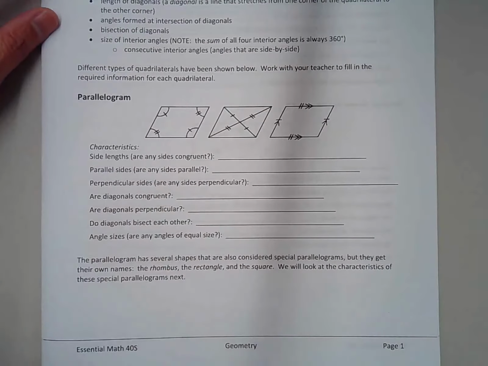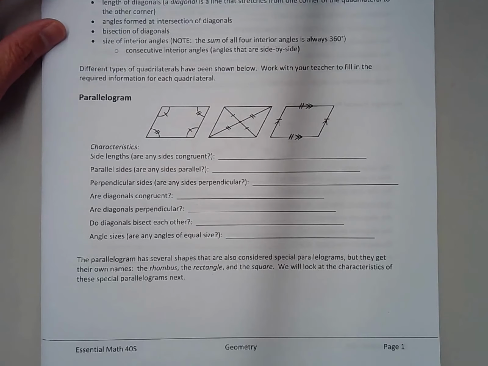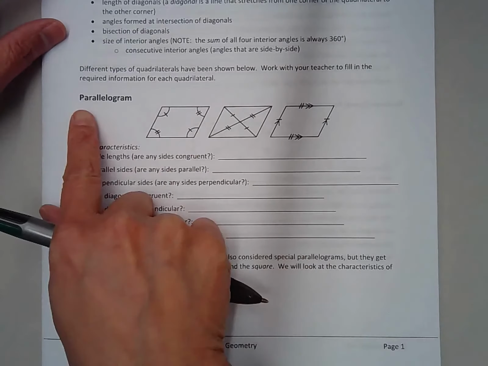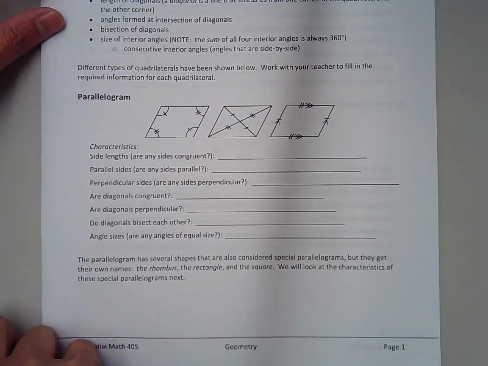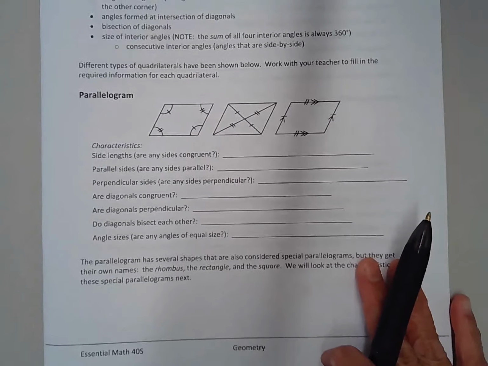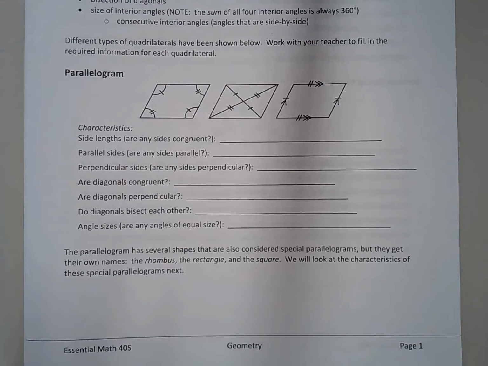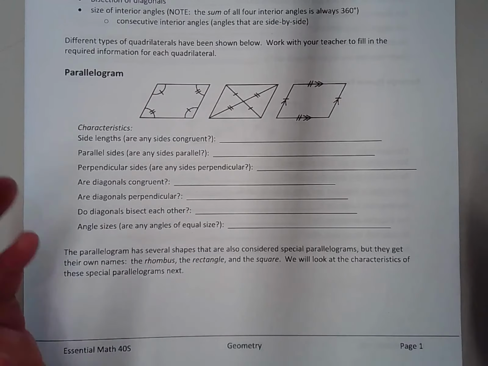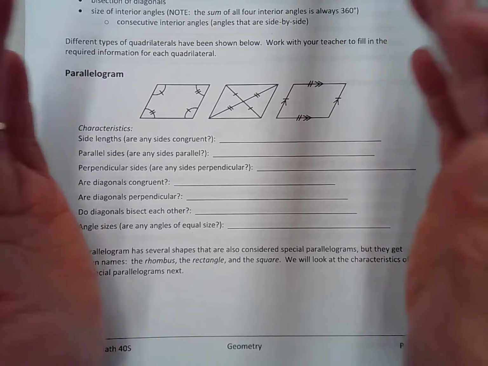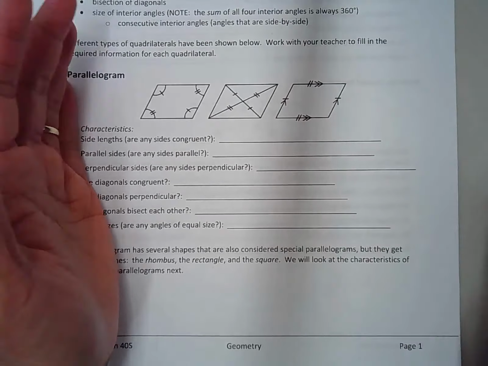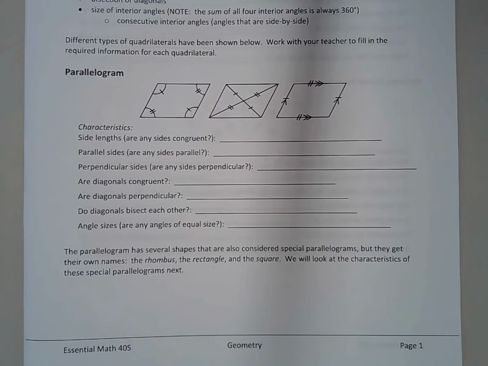Okay, so the different types of quadrilaterals have been shown below. This one is called a parallelogram. What is a parallelogram? How would you describe a parallelogram? This is how I would describe it. Imagine a rectangle. Let's use our imagination. Let's imagine a rectangle, and I have to draw it out.